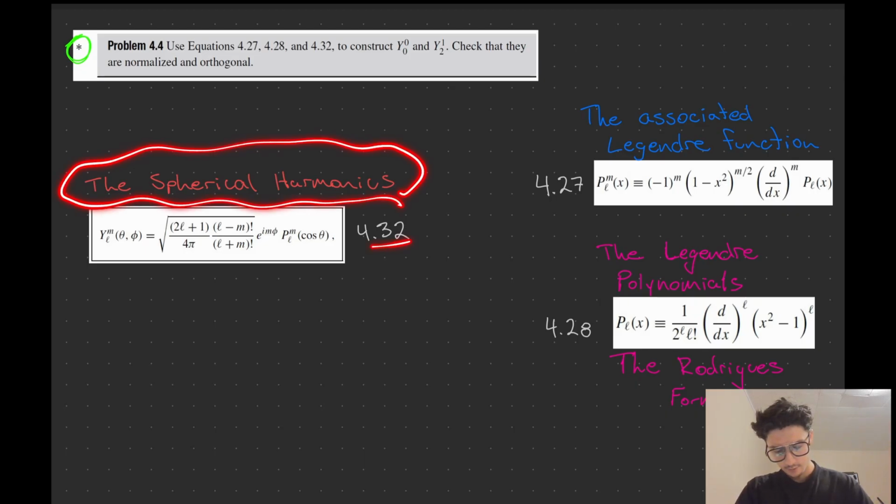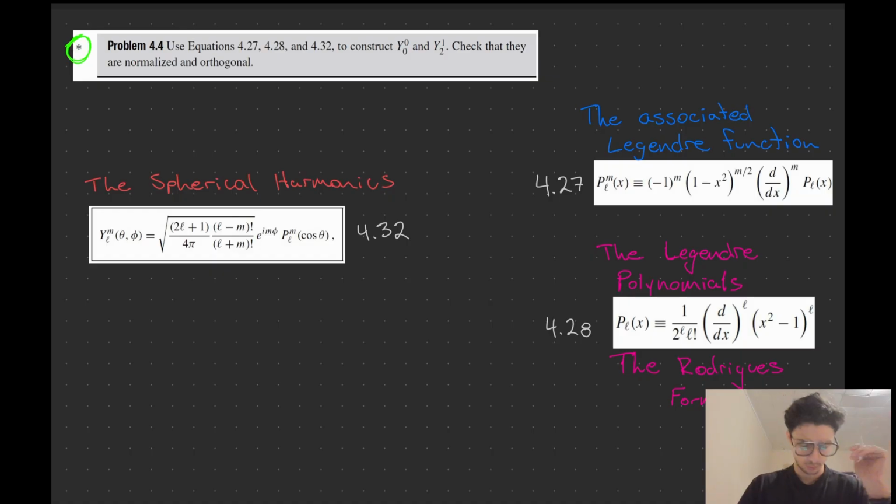This is equation 4.32 from the amazing man, Mr. Griffiths. As you can see, the function over here depends on the angular variables theta and phi, which we created the differential equation for in the 3D Schrödinger equation in the previous video. But you can see this function also depends on two other things, these quantum numbers, the quantum number m and l. These things have physical properties. We don't know what they are yet. We're just going to work with the function.